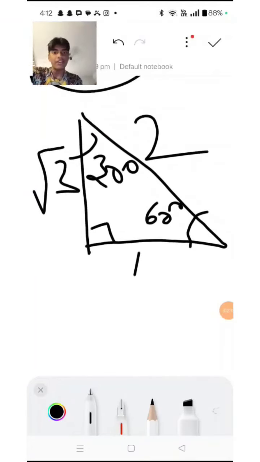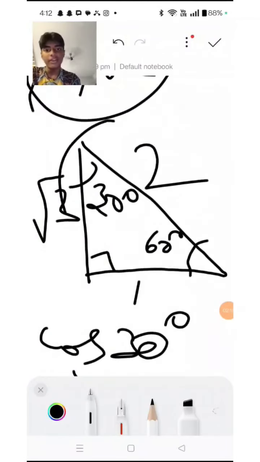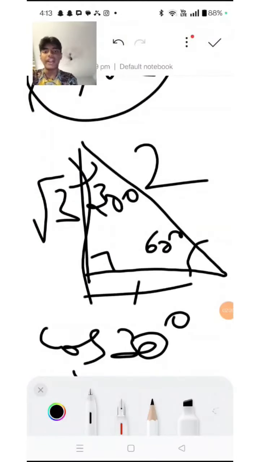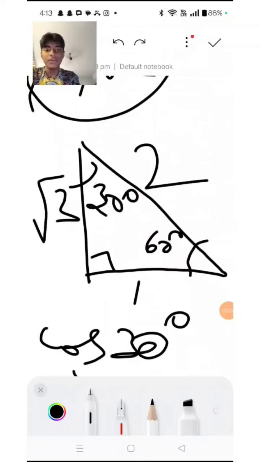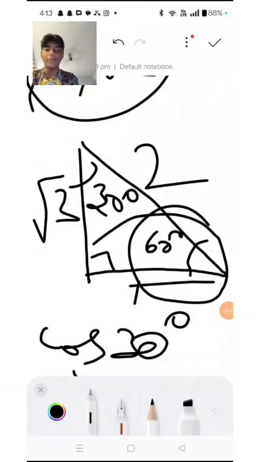Now if you're ever asked to calculate, let's say, the value of cos 30. Now what is cos 30? This is 30 degrees right here. When this is 30 degrees, the base and the height change, right? Like if you look over here, from the 60 degree point of view, this is your perpendicular and this is your base. But from the 30 degree point of view, this is your perpendicular and this is your base, right?